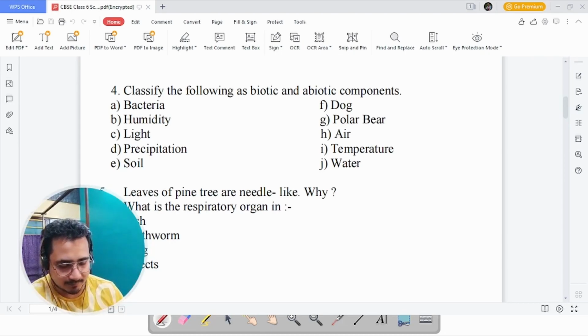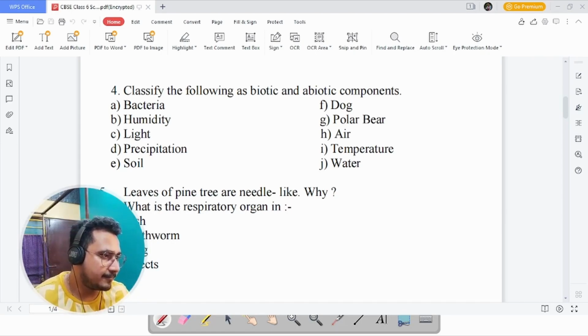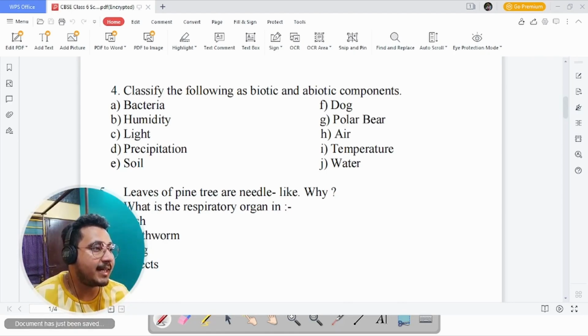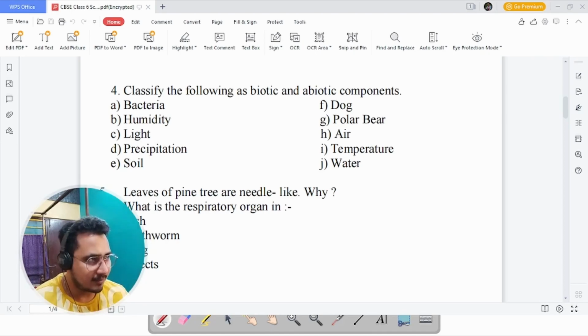Humidity, abiotic. Light, abiotic. Okay. Precipitation means raining and snowing, those kinds of things. Is that biotic or abiotic? Abiotic, obviously abiotic. Soil: from the soil only plants grow, but the soil itself is abiotic. The plant is living, but the soil is not living. The plant absorbs non-living things from the soil and creates new food that every other animal can rely on. But there are microorganisms that live in the soil. They are living, but the soil itself is not.